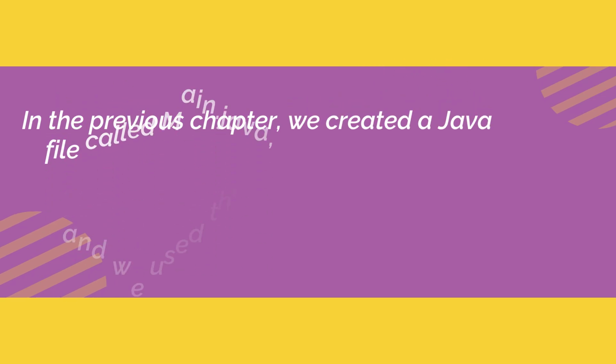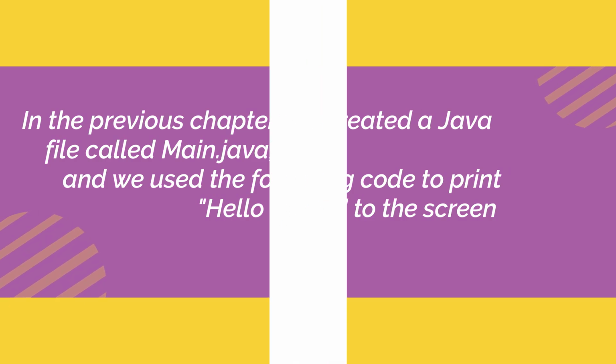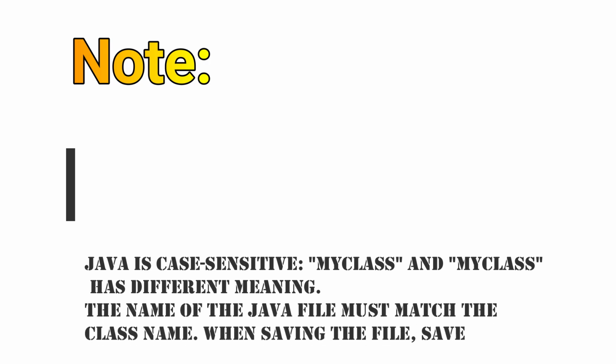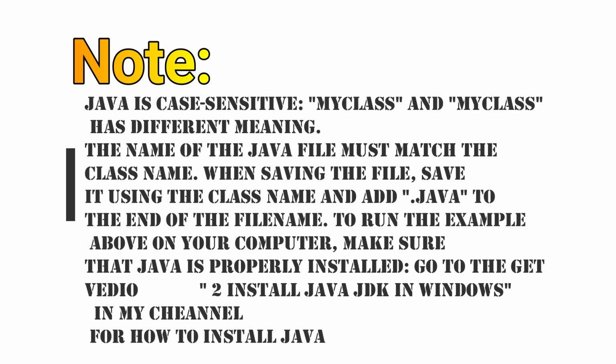In the previous chapter, we created a Java file called Main.java, and we used the following code to print "Hello World" to the screen. Java is case-sensitive. MyClass and myclass have a different meaning. The Java file name must match the class name. When you save the file, save it using the class name and add .java to the end of the file name.